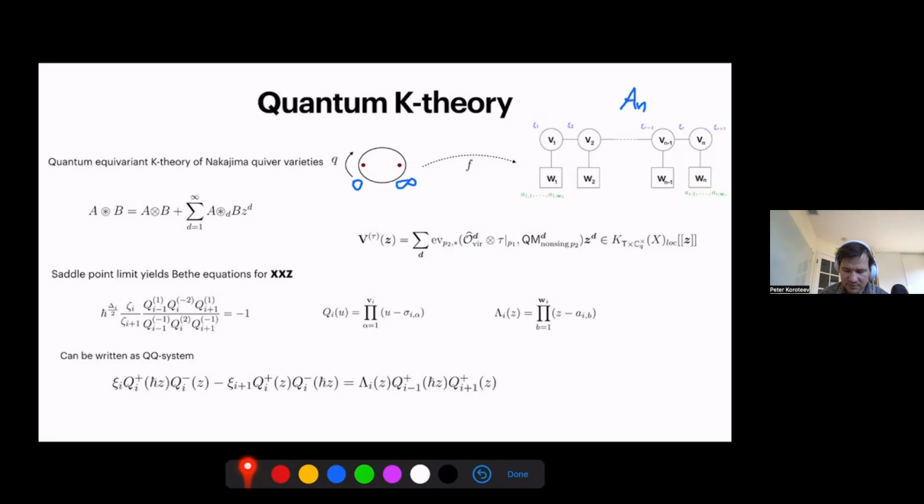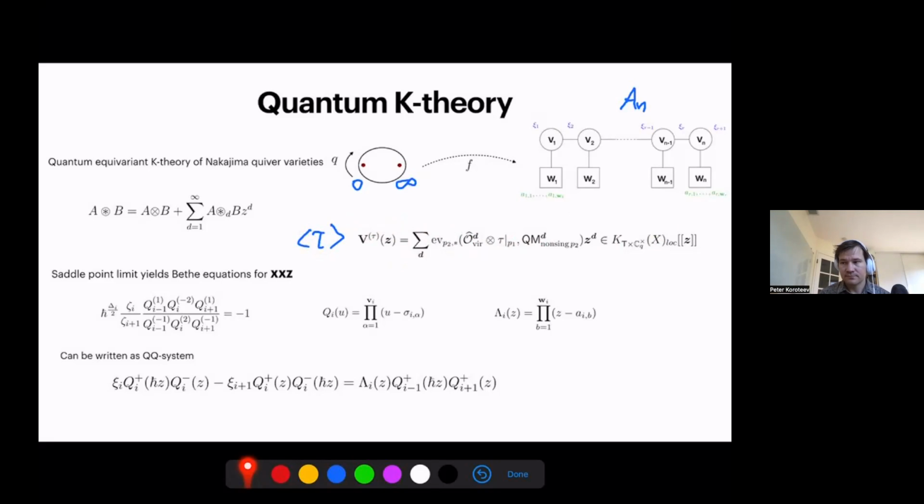In physics terms, think of this as the correlator. Say tau is your BPS observable in your supersymmetric theory, and it's basically a localization computation of that BPS observable.